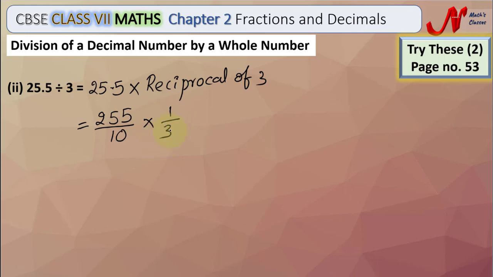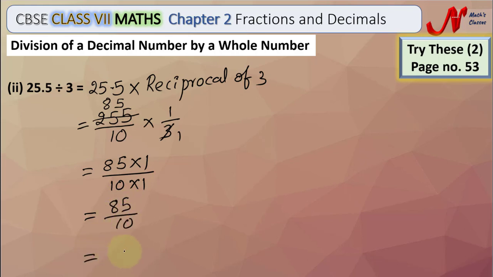We can cancel: 3 ones are 3, 3 eights are 24, 1 remaining, so it becomes 15; 3 fives are 15. So it can be written as 85 into 1 by 10 into 1, which is equal to 85 by 10. In the denominator we have 10, so in the final result we keep the decimal point from right to left after one digit. So we get 8.5. Therefore 25.5 divided by 3 is equal to 8.5.